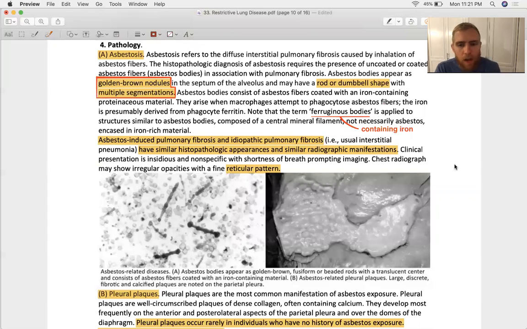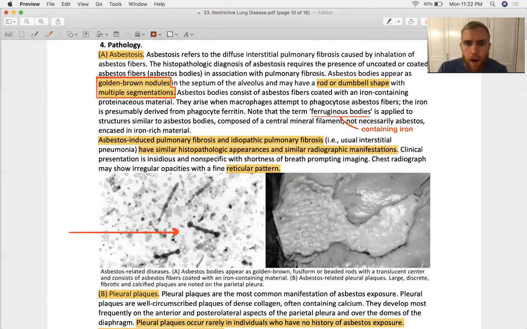Asbestosis is kind of the primary disease of asbestos inhalation. And here's the histology. You see a bunch of, again, they look like barbells, you know, you're doing curls or something, and you got like 45s on each side. They look like that. And they're going to be colored golden brown with multiple segmentations, and that's the real characteristic way to talk about asbestos bodies, because they don't always have the dumbbell shape.